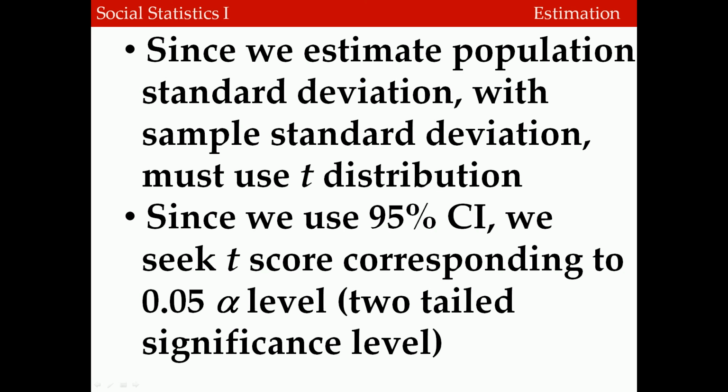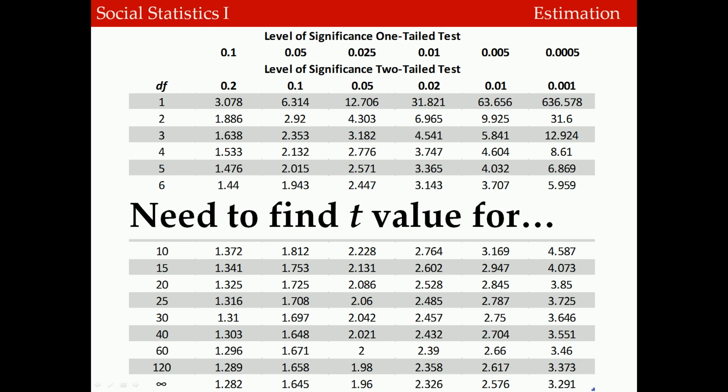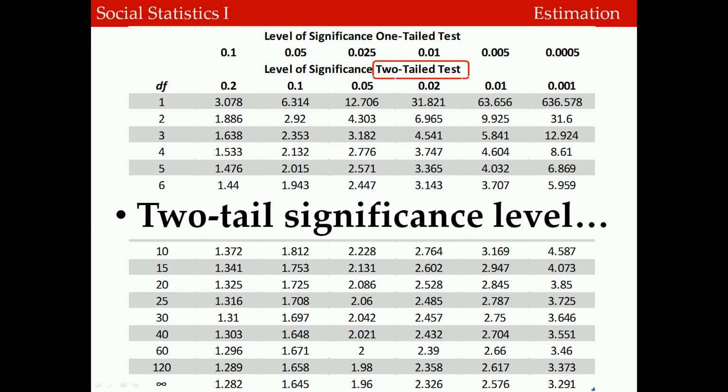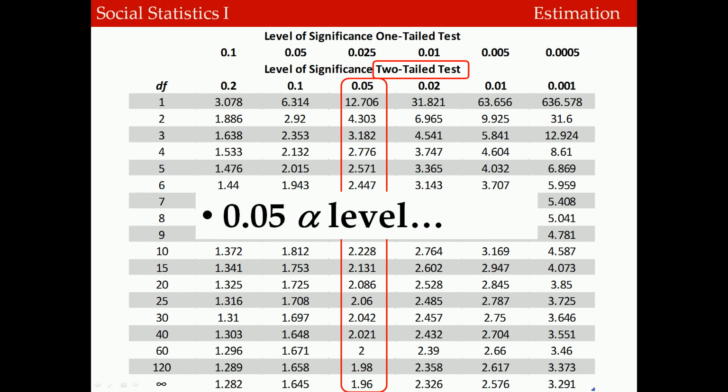Okay, since we estimated the population standard deviation with the sample standard deviation, we have to use the t-distribution rather than the standard normal distribution to account for the additional sampling error. And since we're using a 95% confidence interval, we need the t-value corresponding to a 0.05 level of alpha for a two-tailed significance level. So first, let's find our t-value for a two-tailed test, 0.05 alpha level, and our degrees of freedom.